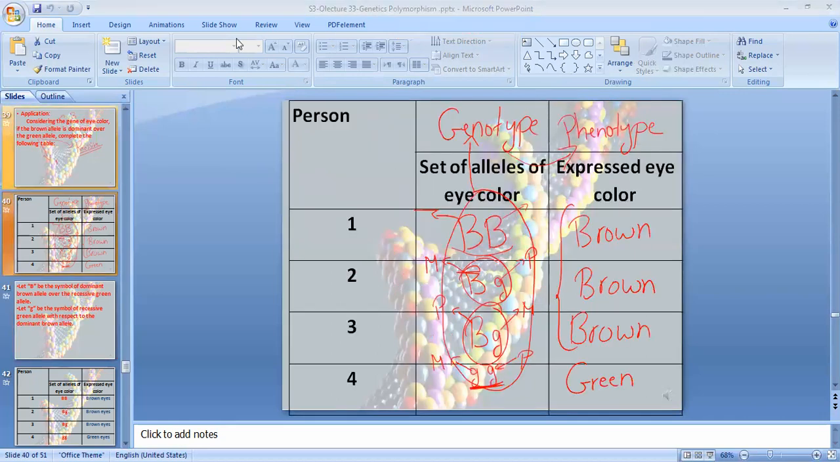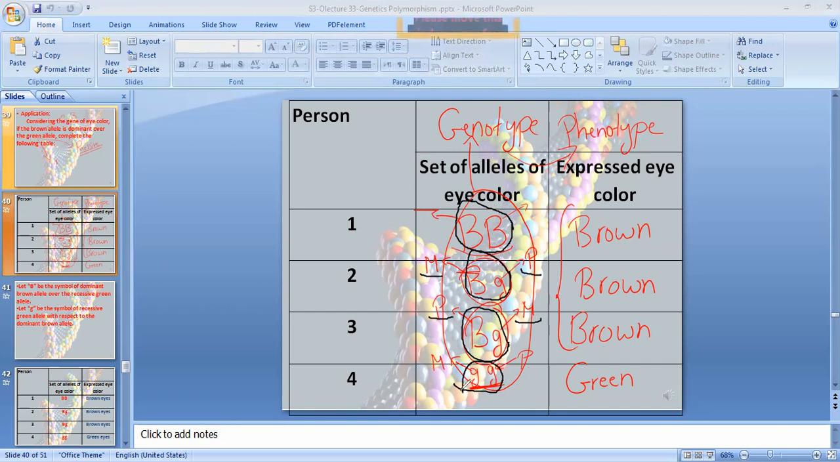Table, how many choices do we have? We have different choices. First, it can be BB, B capital, B capital. It can be BG or it can be BG. What is the difference between these two? In BG, B is from the maternal origin first, and here G is from the paternal. In the third case, or third person, G is maternal origin, while B is paternal origin. And the last one is GG, G from paternal and G from maternal. So we have four different cases.